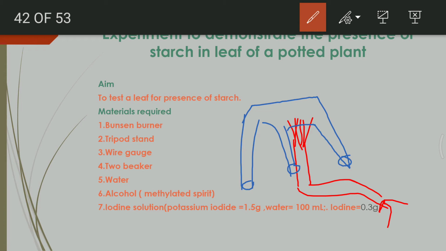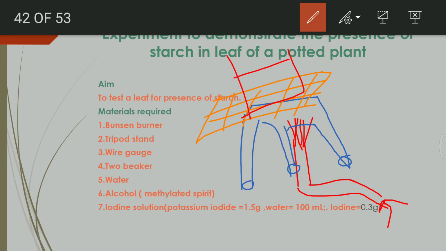Next is a wire gauge. Wire gauge is a kind of rectangular plate which is made up of wire, and it is somewhat similar to a sieve. A sieve is used in order to separate. For separation, we need a sieve. It looks almost similar to that. It is placed over the tripod stand. Flame is there, tripod stand, and over the tripod stand lies this wire gauge. Over the wire gauge, we need to place a beaker, and in this beaker there will be water.